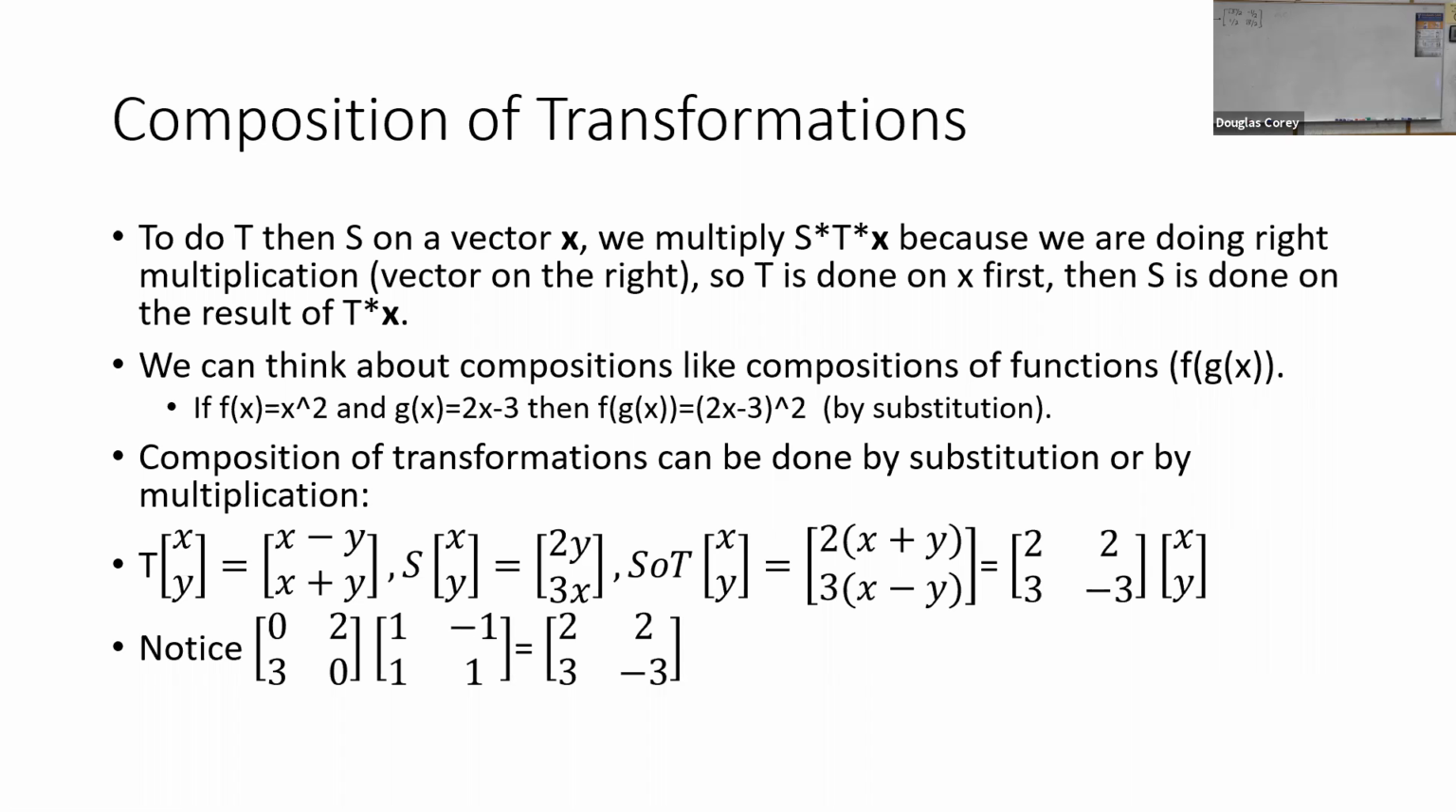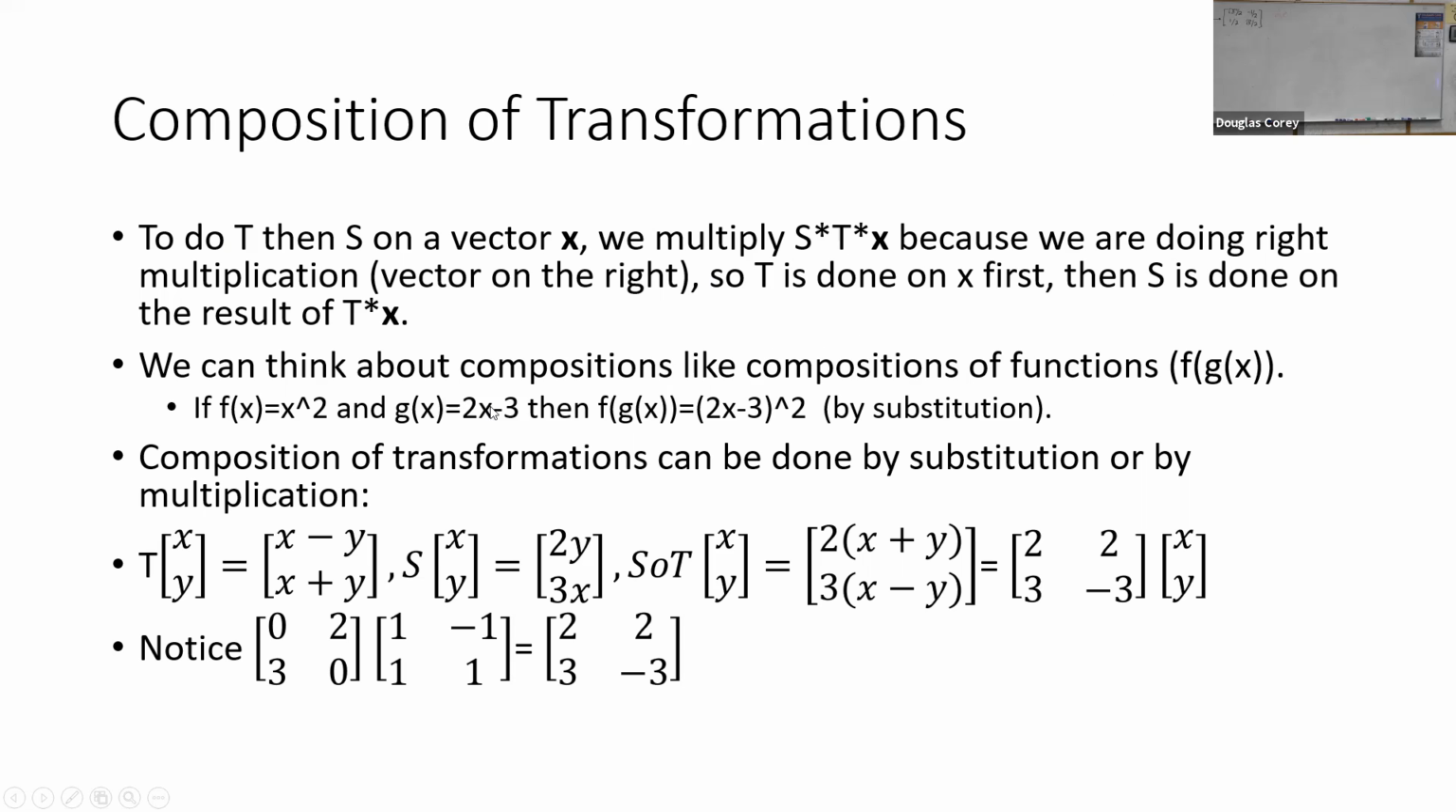But you have to be careful about how you multiply these together, because the order might change the transformation. So if I do T and then S on a vector, I need to make sure T is the one I multiply by that vector first, because we're putting the vector on the right. So T and then S is S times T times x. It can throw you off a little bit there.